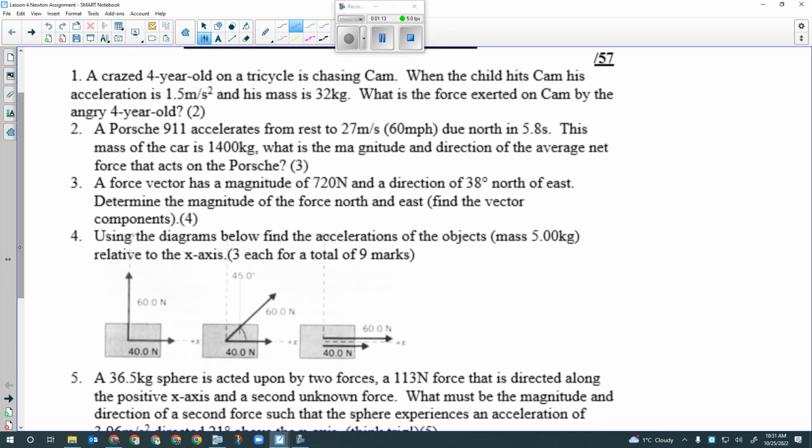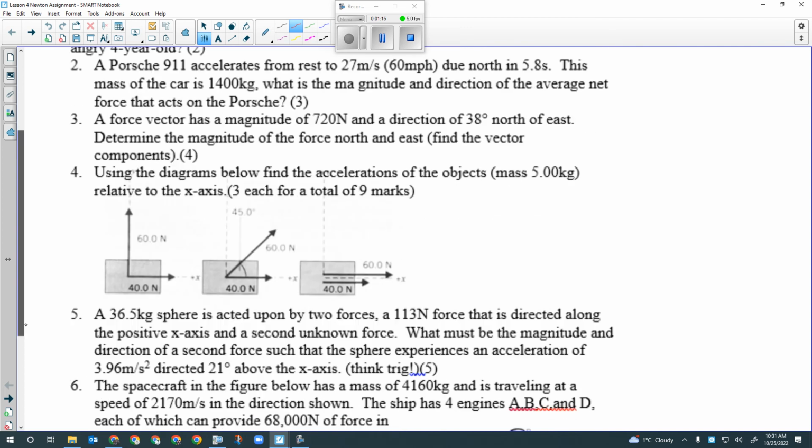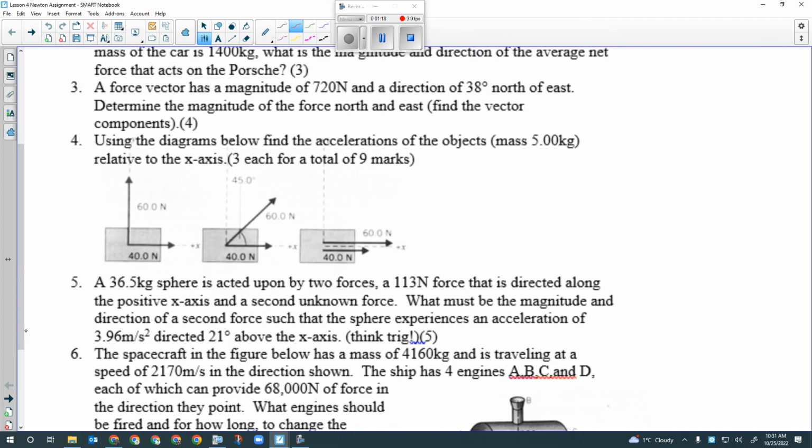Okay, number 4 is giving you 3 different free body diagrams and is asking you to calculate the acceleration of the object in each case. All right? So think about what you have to do. If you're given the free body diagram, what's the next step? How do I get to acceleration? Okay, you're doing that for each of these 3 situations. So it's like A, B, and C.